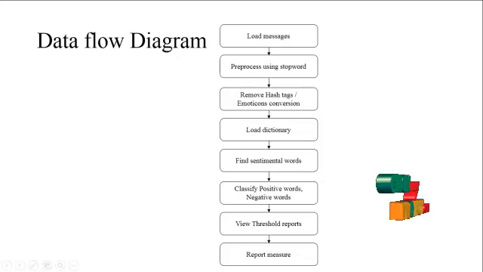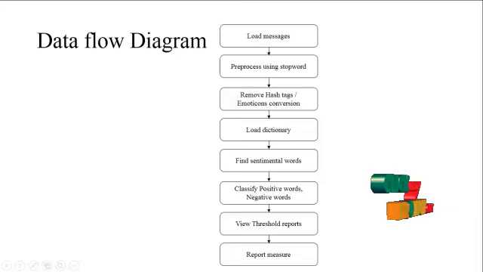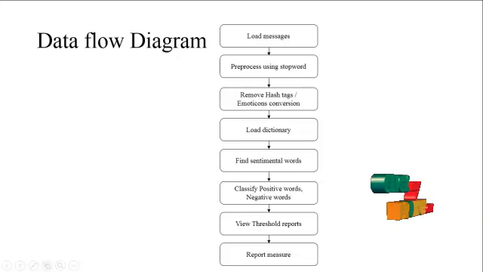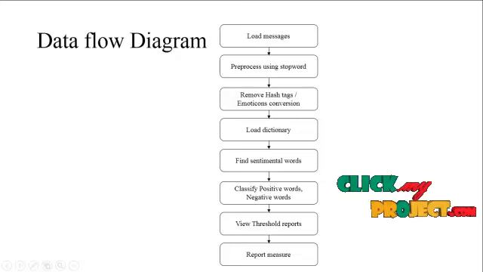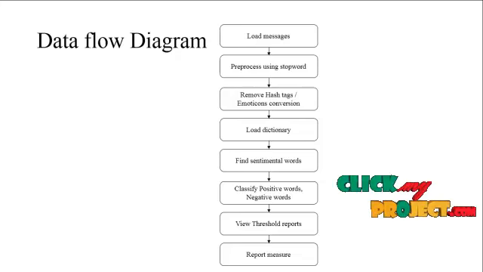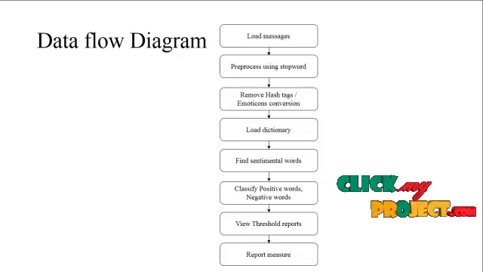Then we have to load the dictionary. After loading the dictionary, we have to find the sentimental words from all the posts. We have to classify the positive words and the negative words using the sentimental words. Whichever words belong to the positive words will go to positive thoughts, and if they belong to the negative words, they are negative thoughts based on the posts.